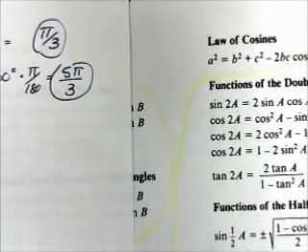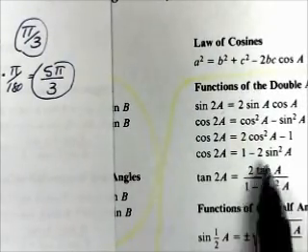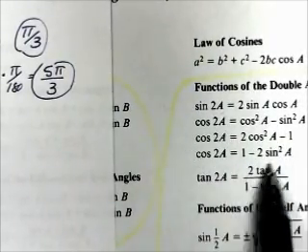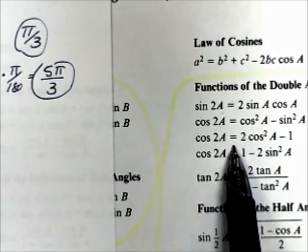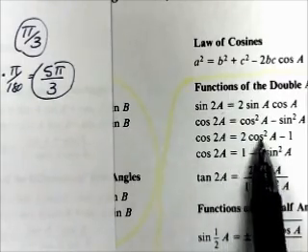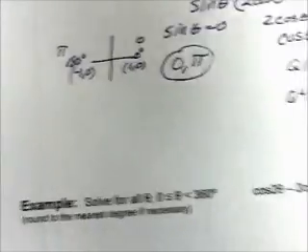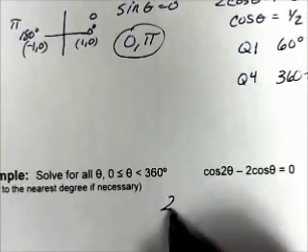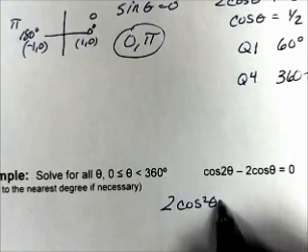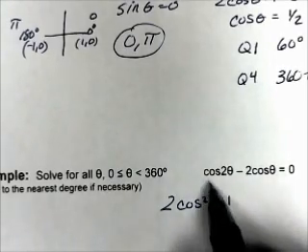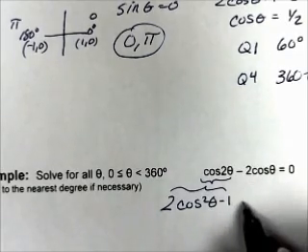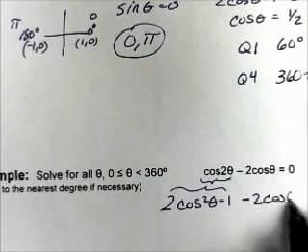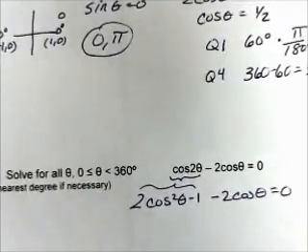So I want to look at something that has just cosine in it. So out of these 3, I would choose the second one. I would replace cosine 2 theta with 2 cosine squared theta minus 1. All right. So I'm replacing this with 2 cosine squared theta minus 1. Copy down the rest of my equation. Minus 2 cosine theta equals 0.